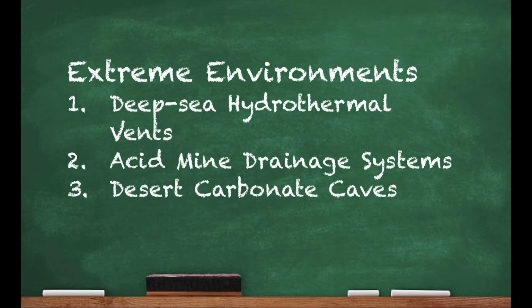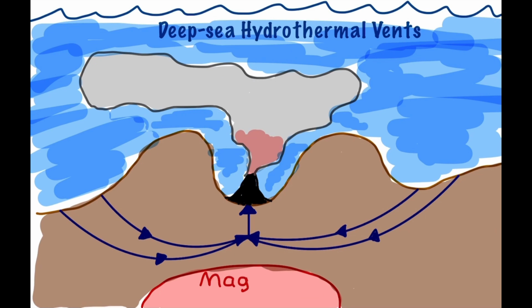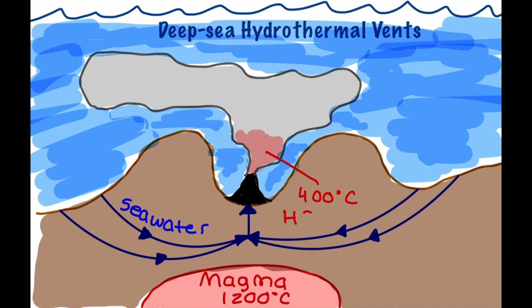Now that I've explained the basics, let's dive into some of the environments they're found in. The first extreme environment is deep-sea hydrothermal vents. Here, the movement of magma through the seafloor causes hydrothermal convection, and hot water full of minerals flows through the vents. These vents can reach temperatures of up to 400 degrees Celsius. Ouch.